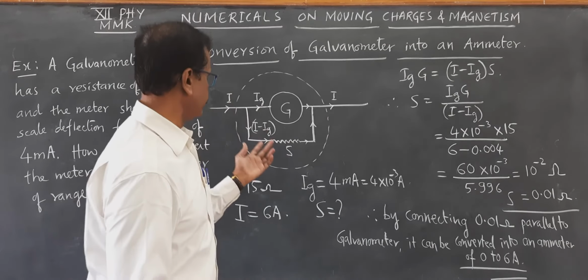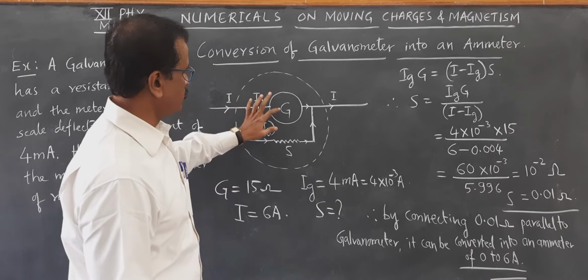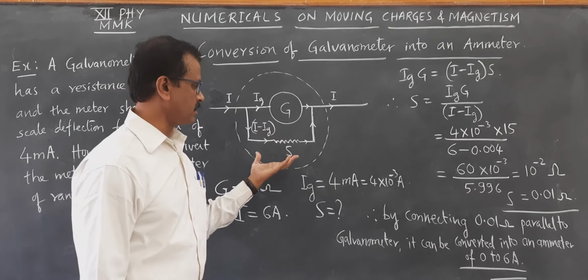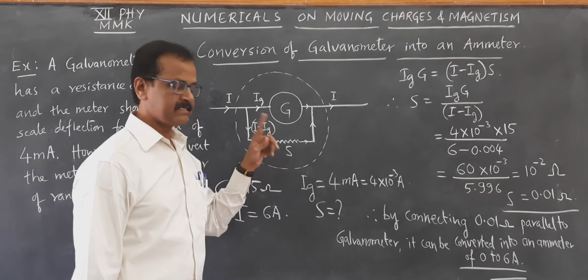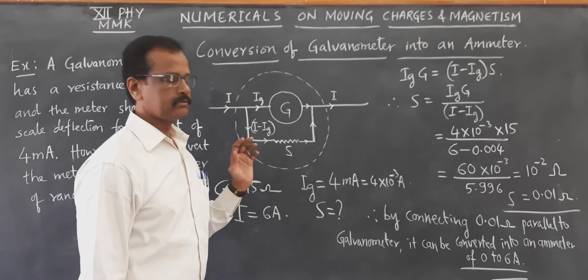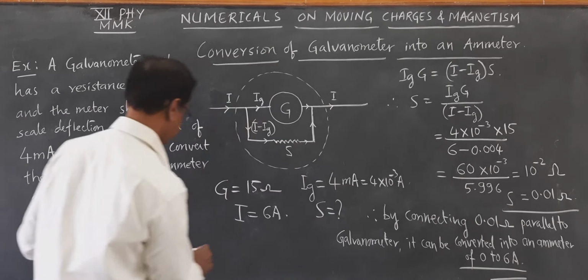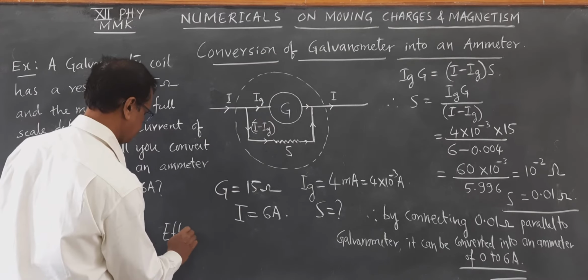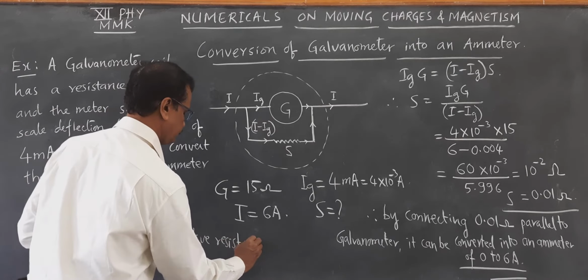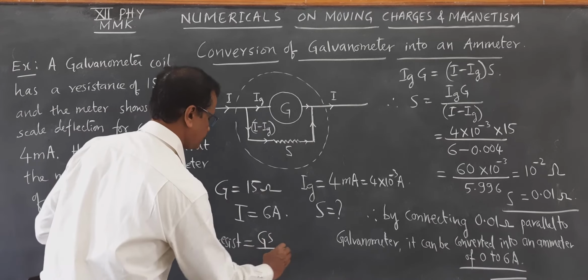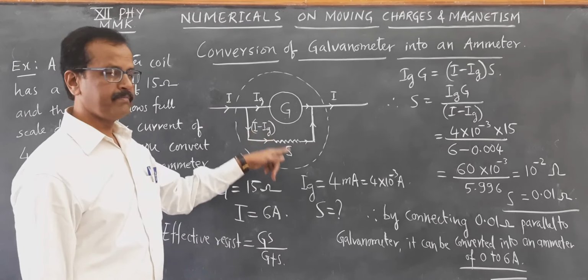One more thing that you need to remember: by connecting a low resistance, what is the effective resistance of the galvanometer? Both are in parallel. The effective resistance of the total device is less than the least, because they are in parallel. So the total resistance will be less than the shunt resistance. If you calculate, the effective resistance becomes GS upon G plus S, because they are in parallel.